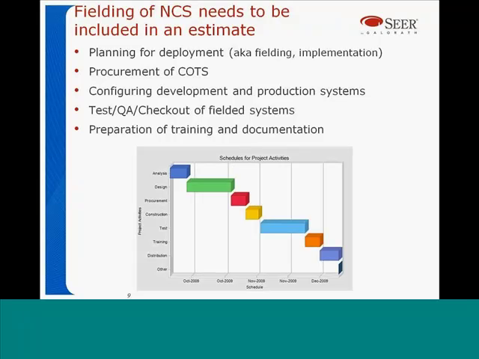All that includes basically planning for the deployment, the procurement of the COTS, configuration of the development and production systems, and all the test and checkout of those systems, as well as all the training. That's done all under kind of the SEER for IT. In fact, what you have here, you can put together a little life cycle schedule of what the major phases and milestones are. This example shows one happening right after the other. They don't have to be that way. They can be done in parallel as well.